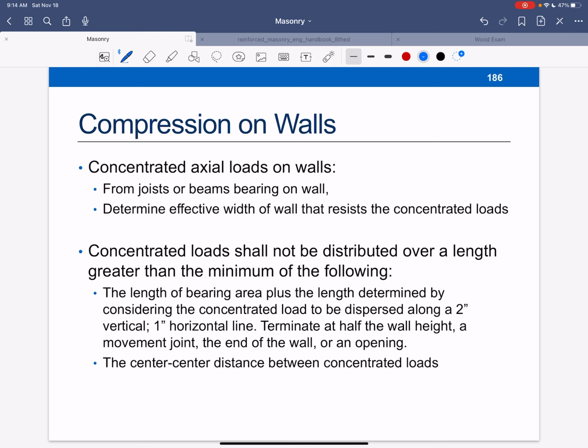When I have a concentrated load from joists or beams, then I determine the effective width of the wall that resists the concentrated loads. And there's a good picture in here in just a minute, both in the handbook and in these slides. You don't take the distribution of that concentrated load over a length greater than the minimum of each of these two things. Bearing plus lengths determined by the concentrated load dispersed along a 2-inch vertical, 1-inch horizontal line. The picture will show you this a little bit better. Terminate at half the wall height, or an opening, etc., or the center to center distance between concentrated loads.